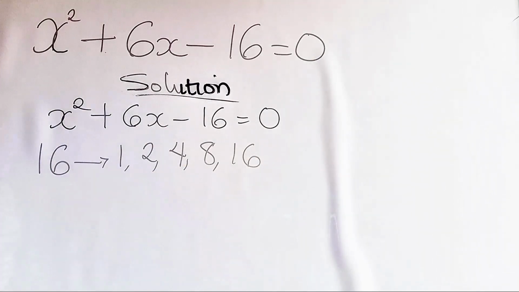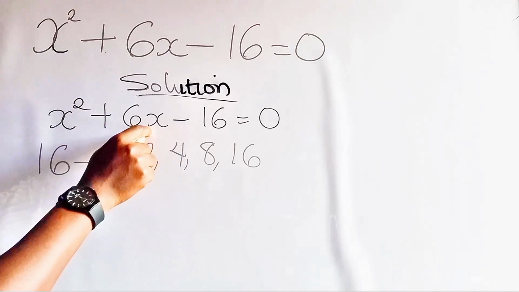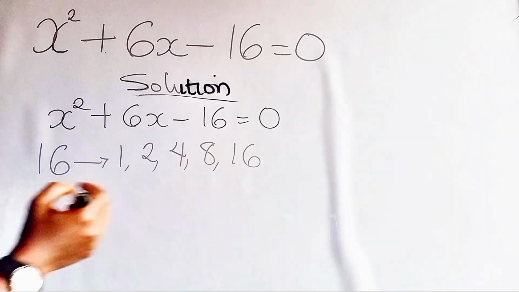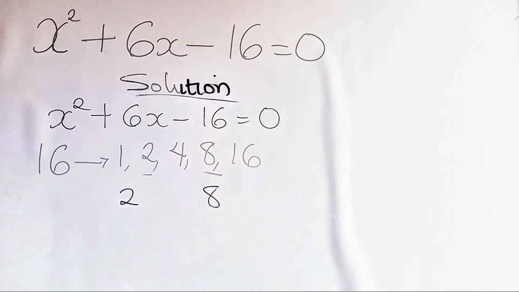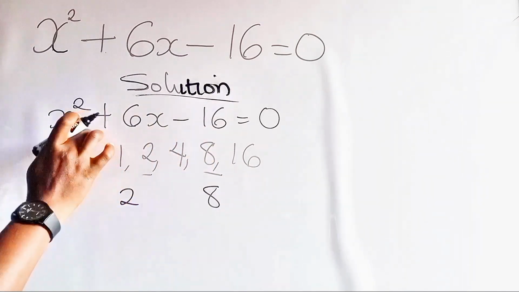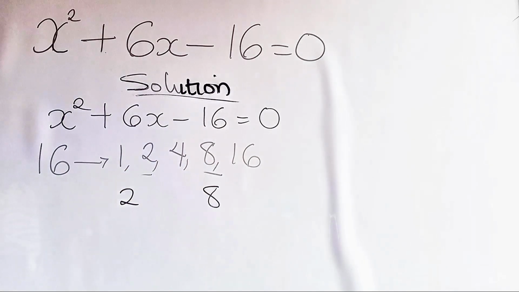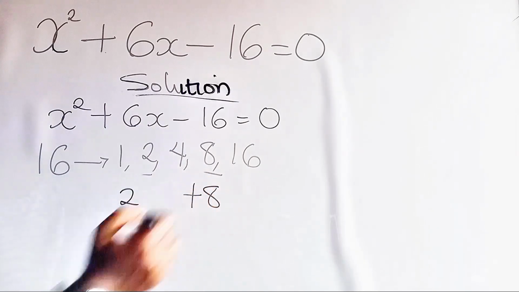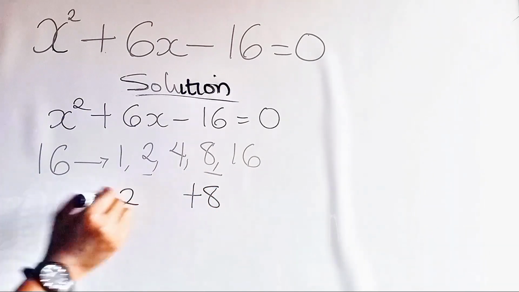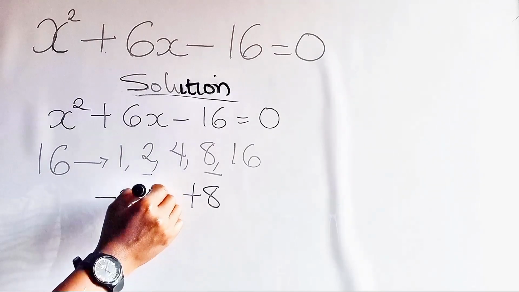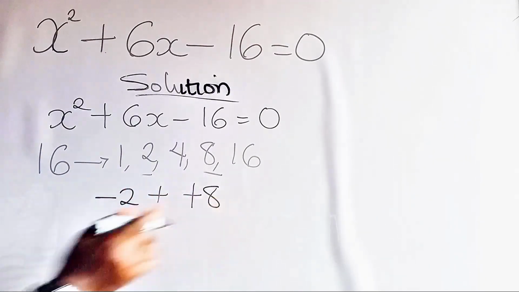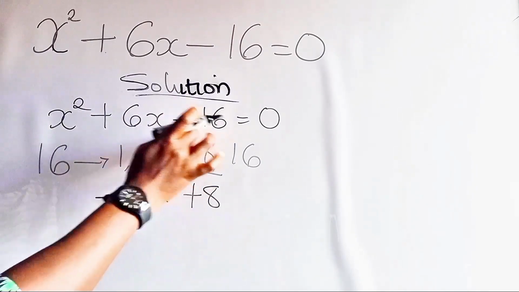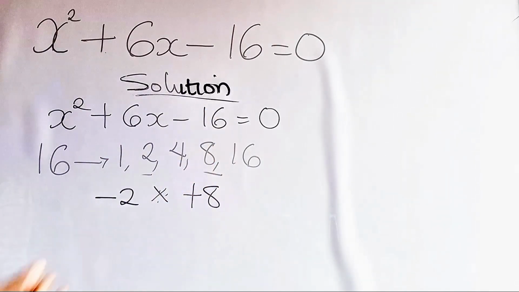Now, two numbers that we need that will give us plus 6 and minus 16. The two numbers that fit into that category here are 2 and 8. Remember, we are looking for a negative 16 and a positive 6. So that means, because we need a positive 6, the bigger number will carry a positive sign and the smaller number will carry a negative sign. So that when you add up these two numbers, minus 2 plus 8 will give plus 6, and minus 2 times 8 would give minus 16. Now we know the two numbers.